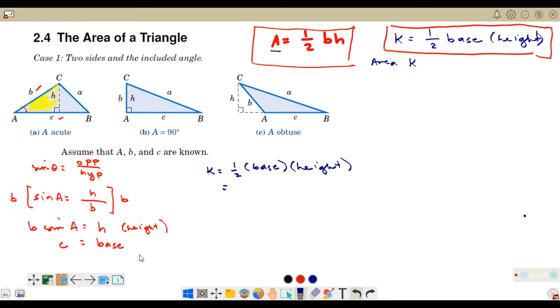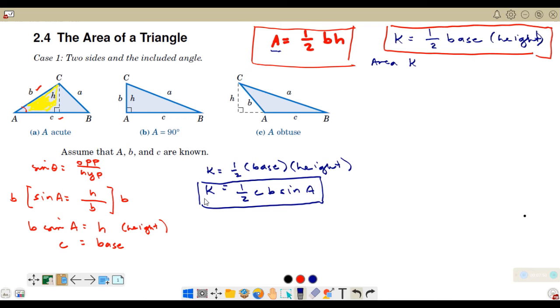So, from the derived values here, we have 1/2. Ang base natin ay C. Tapos, ang height natin ay B sin A. So, ito yung isang formula natin ng area for K using the first triangle where A is acute. Okay?